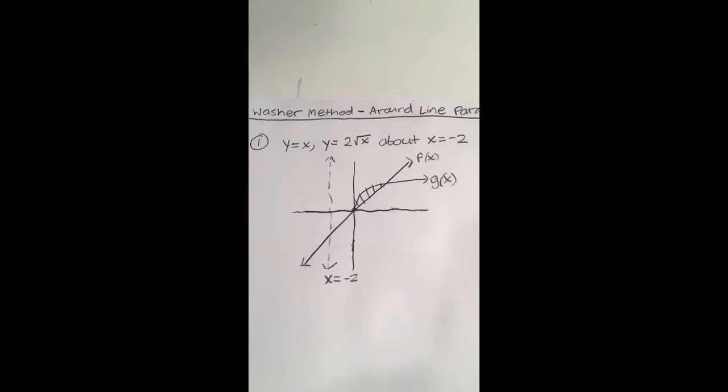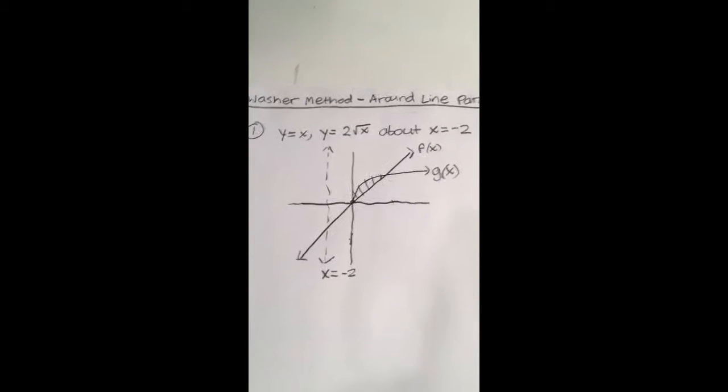Now we're going to look at the washer method, rotating the area around a line parallel to the y-axis. This is kind of combining the methods of the last two videos: rotating around the y-axis and rotating around a line parallel to the x-axis. So it's just combining the two.